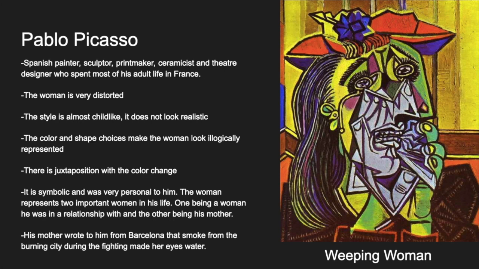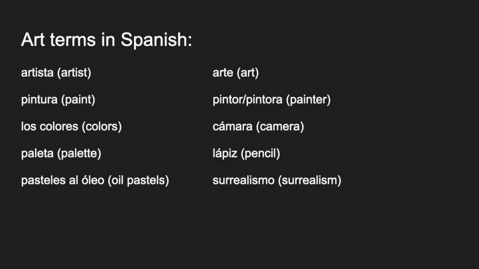But he did always see the weeping woman as the woman that he was in a relationship with. He saw her as somebody that went through a lot of pain and suffering, and when he looked at this artwork, he saw that woman.